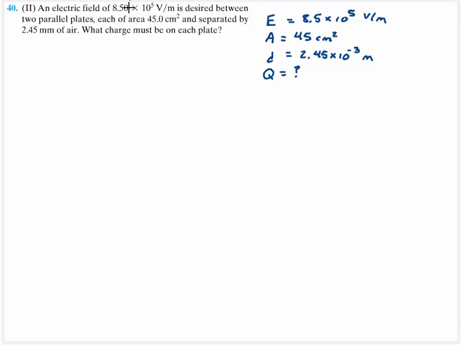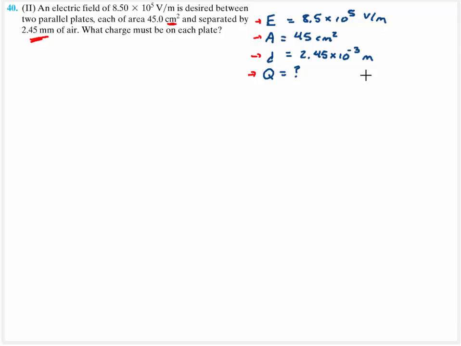Okay, here we have a capacitor, and we're given some information such as the electric field, the area, the distance of separation, and what we're looking for is the charge on each plate. One thing to kind of be careful of is the units. Essentially, we always want to work in meters. And I've gone ahead and I've converted this distance into meters.